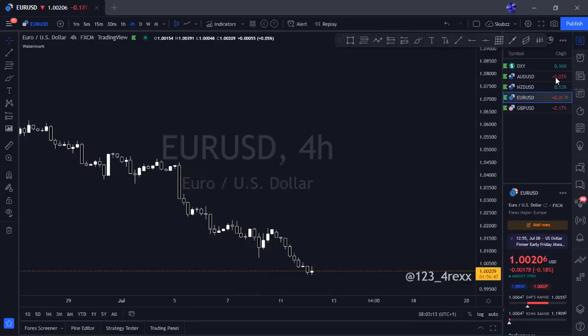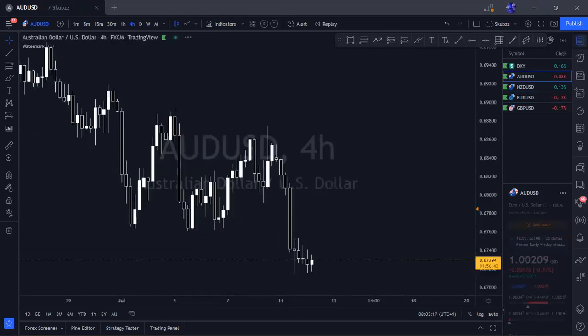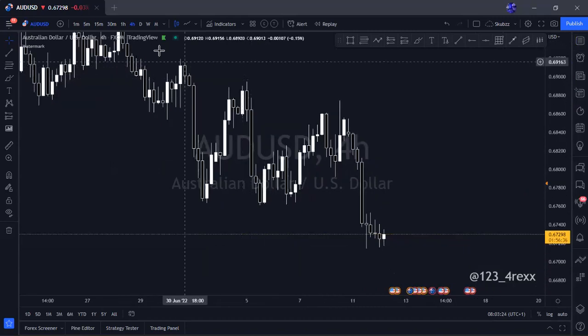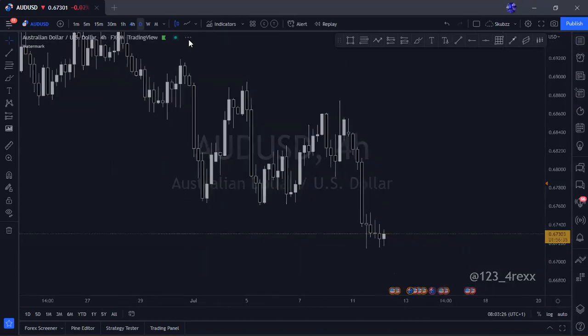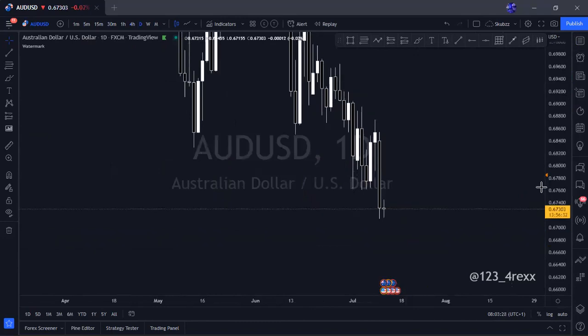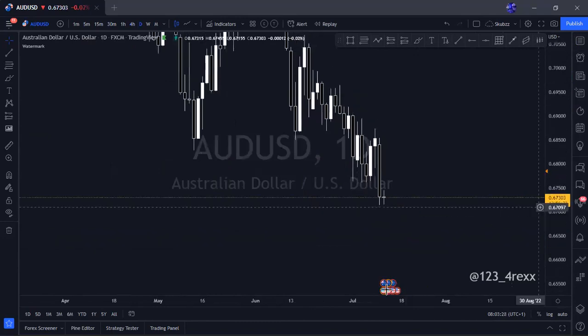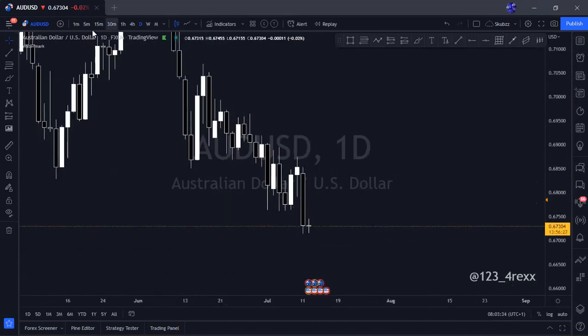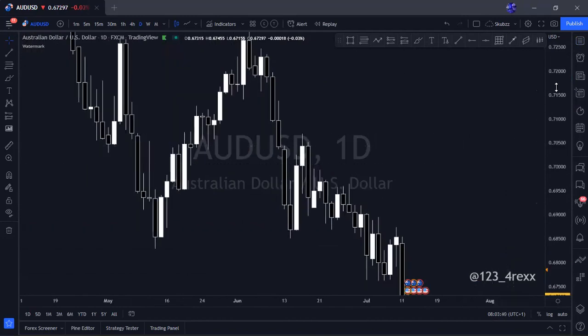Okay, so this being a new week and still inside the beginning of a new month, let's start with our daily. Basically we're in a downtrend. We're still in that downtrend. All pairs that have the USD as their quote currency have been selling down for a while now.